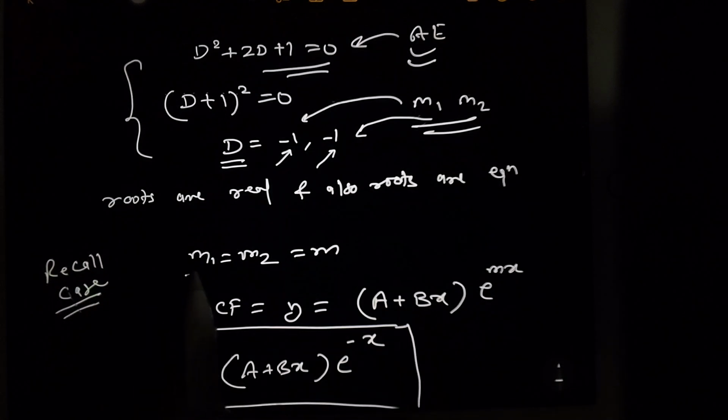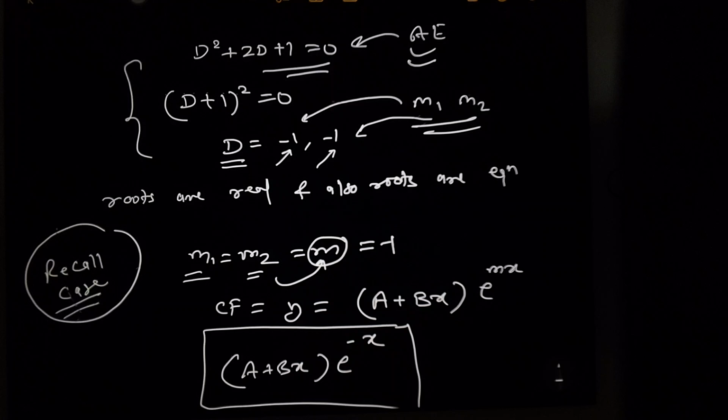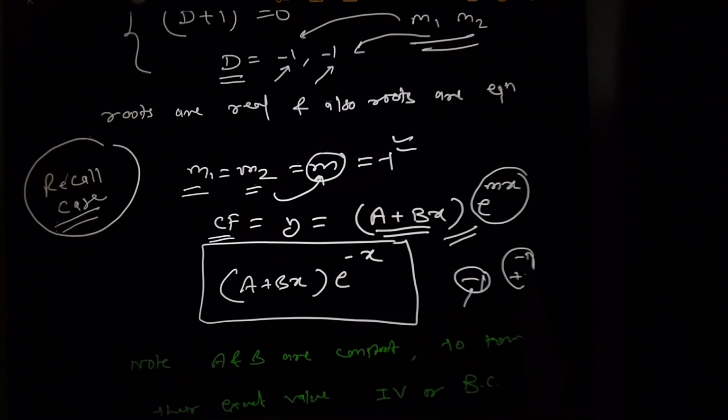What is the special case? M1 is equal to M2, and that is equal to M, and your M is -1. And recall, when this is the situation, what kind of complementary function we have. So (a plus bx) e power mx. This is the format of solution we are going to use if both the roots are real and equal. So -1 is a real root, correct? Don't think negative is not real. -1 is real, +1 is real. These are real roots.